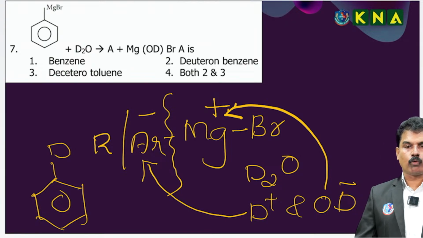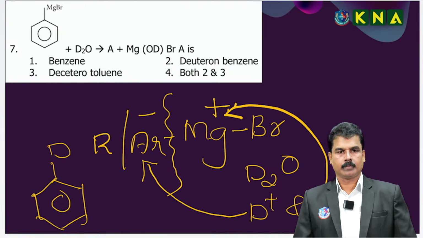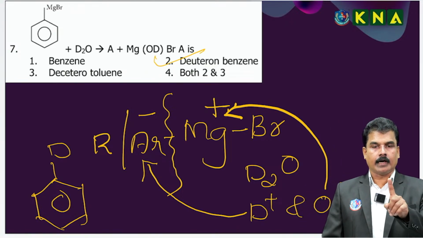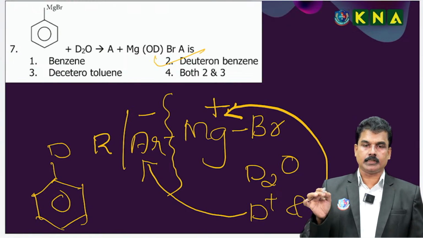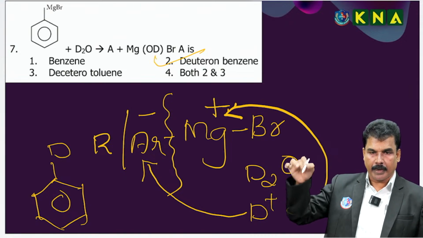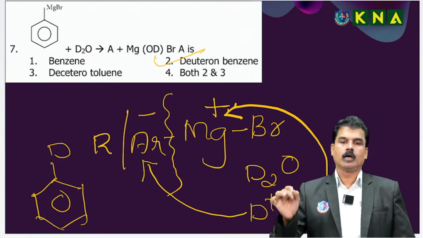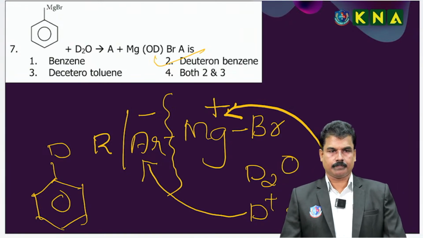Deuterium will be connected to the aromatic ring, so the product is deuterated benzene. So the second option will be the correct option. In all Grignard reagents, this is the way it will break: RMgX is the general format, and RMg will break. R will get a negative charge and Mg will get a positive charge, because metals are electropositive in nature.